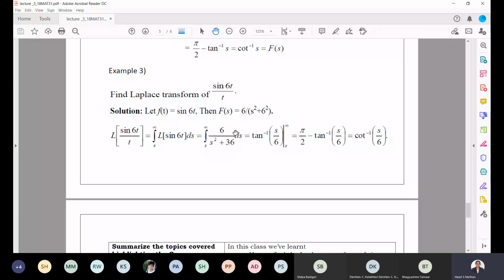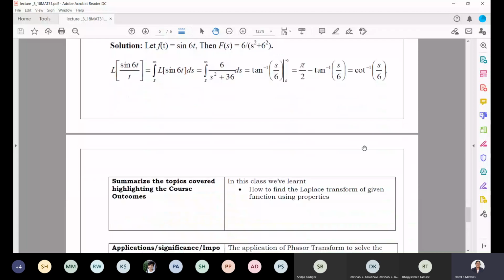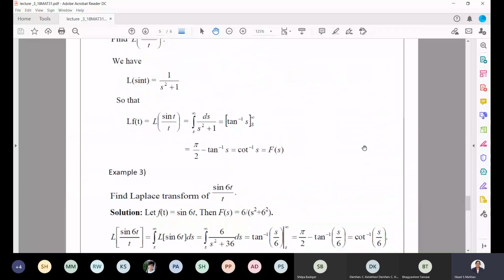So what will be the integral of this value? It is tan inverse of s divided by 6. There is a standard formula for this. Tan inverse of s by 6, and the limits vary from s to infinity. When you put the upper limit, tan inverse of infinity, that is pi by 2 minus tan inverse of s by 6. So you can use the concept that tan inverse of x plus cot inverse of x is pi by 2. From this you will get this value as cot inverse of s by 6. If you have any doubt, you can ask me. Anybody, any doubt?